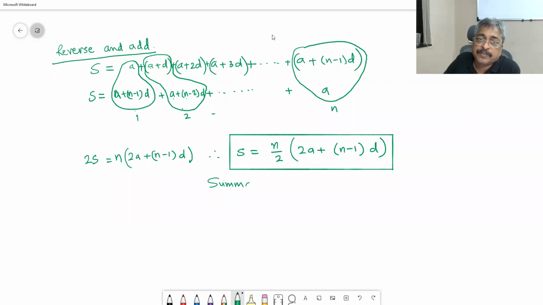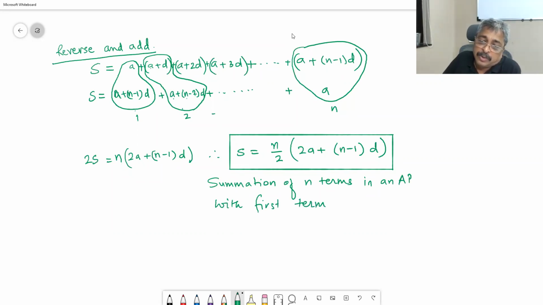Summation of n terms in an AP with first term equal to a and common difference equal to d. This needs to be remembered.